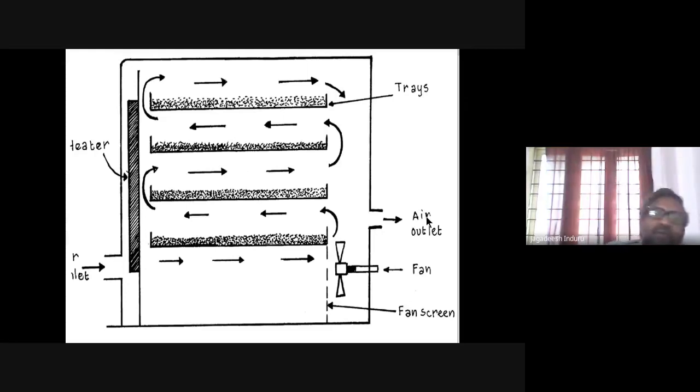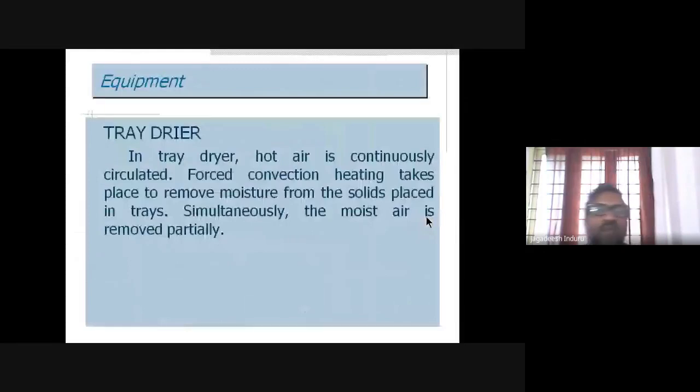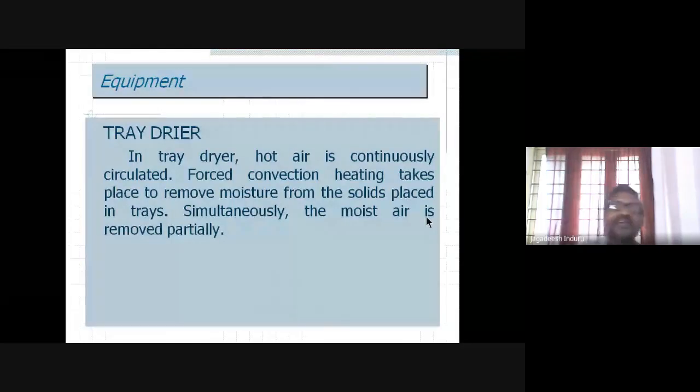Now we will go back and see what this is. In the tray dryer, hot air is continuously circulated. How is it circulated? It is by the fan, by forced convection, not natural convection. We have already seen in heat transfer that there are two types: forced convection and natural convection. Forced means that by using a fan, a pump, a stirrer or a mixer, we are creating a convection. That is called forced convection.